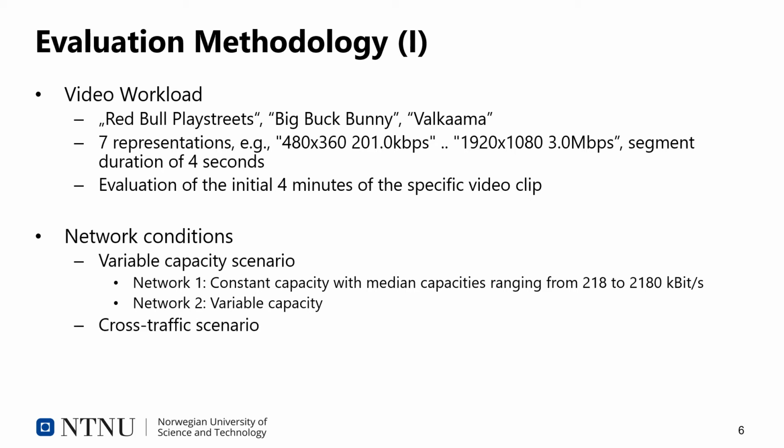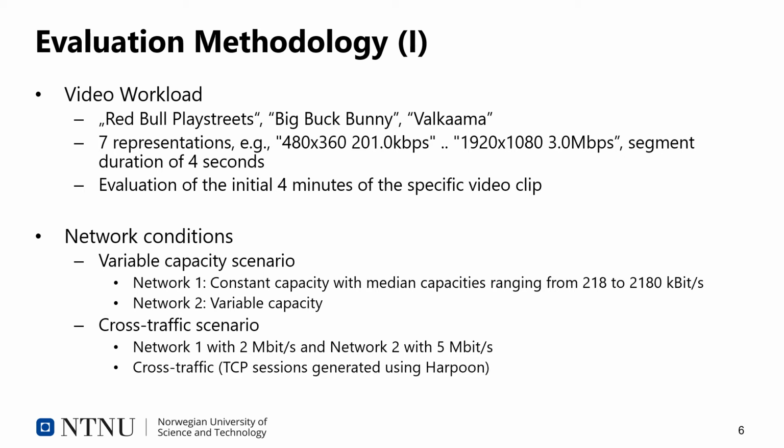Our experiments cover a fractional design of all combinations of median capacity and capacity variation. For the cross-traffic scenario, network 1 is configured with a constant capacity of 2 megabits per second and network 2 with a fixed 5 megabits per second. Cross-traffic is then injected using a varying number of concurrent TCP sessions, emulating different workloads using the Harpoon tool.